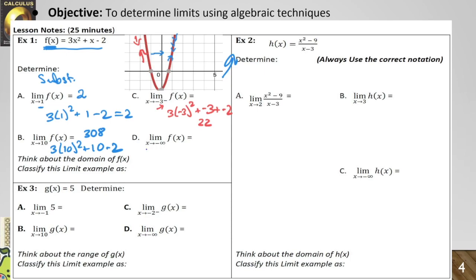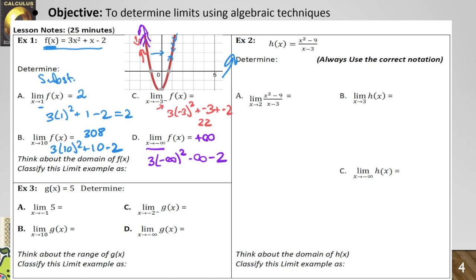So the limit as x goes to -infinity is asking us to look at the left tail of the graph. Now the left tail of the graph we can see goes towards positive infinity. So once again, looking at the graph can give us an answer. However, if the graph's not there, let's once again try substitution. 3 times -infinity squared, and that's very strange, minus infinity minus 2.